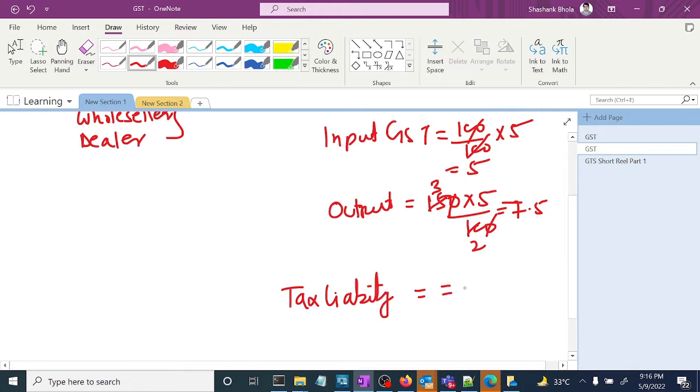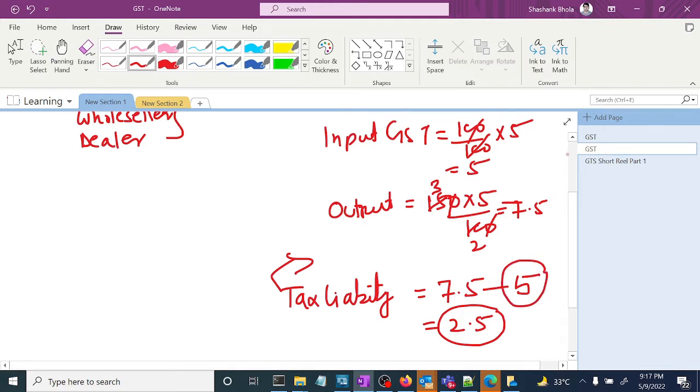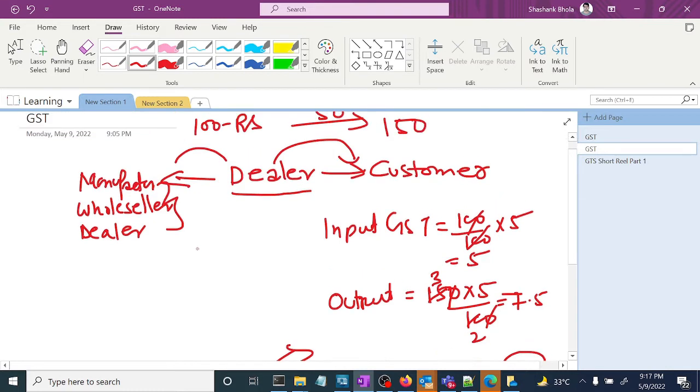If you see here, he got 7.5 from the customer and he has already paid 5 rupees to manufacturer, right? So 2.5 is the extra tax which he is gaining from the customer. So this he has to pay directly to the government, right? And one more point, the 5 rupees which he is giving to manufacturer, that manufacturer has to pay to government, right? Because dealer is buying from manufacturer, so dealer is paying to manufacturer, but in return manufacturer will pay this 5 rupees to government, right?